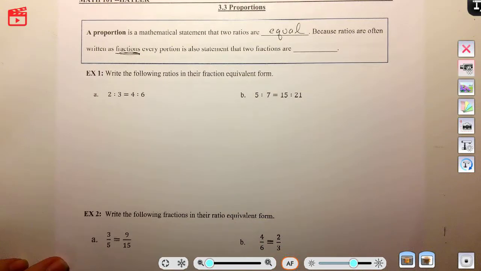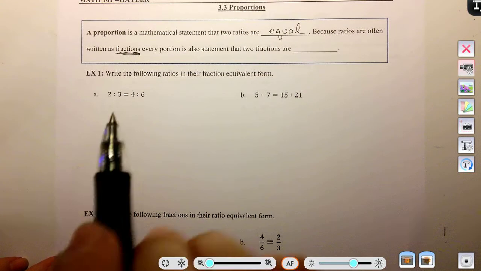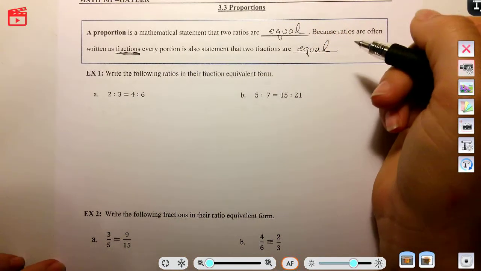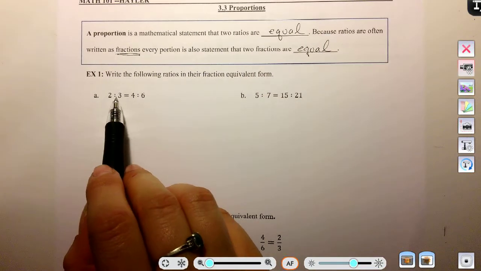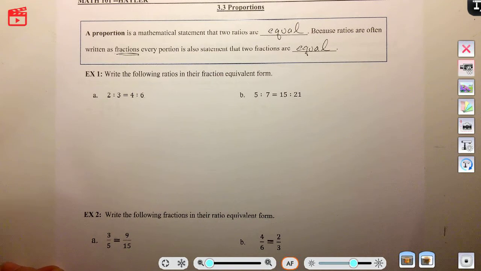Converting from ratios to fractions. Every proportion is also a statement that two fractions are equal. Okay, so basically what we're doing now is we're getting a proportion and we're equaling it to another proportion.